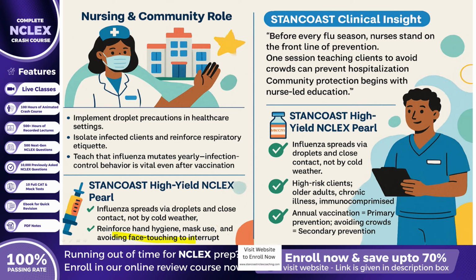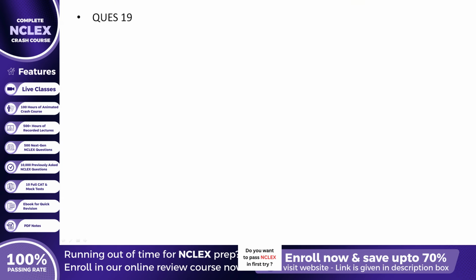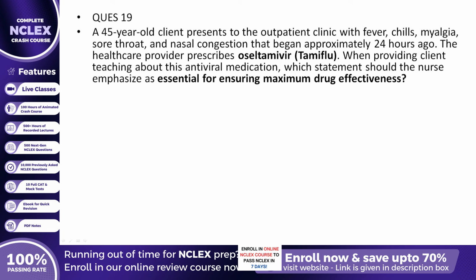Let us now transition into our next advanced level NCLEX-style question that emphasizes clinical judgment and timely pharmacological intervention. A 45-year-old client presents to the outpatient clinic with fever, chills, myalgia, sore throat, and nasal congestion that began approximately 24 hours ago. The healthcare provider prescribes oseltamivir, also known as Tamiflu. When educating this client, which statement should the nurse stress as essential for ensuring maximum drug effectiveness? Here are the options to consider.